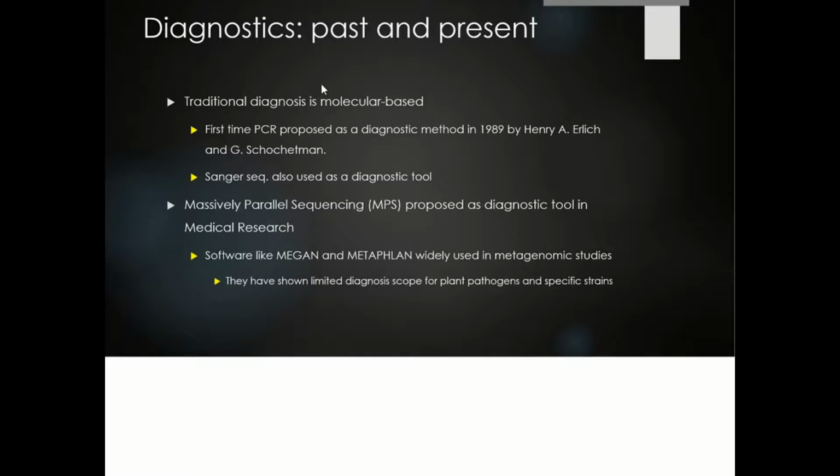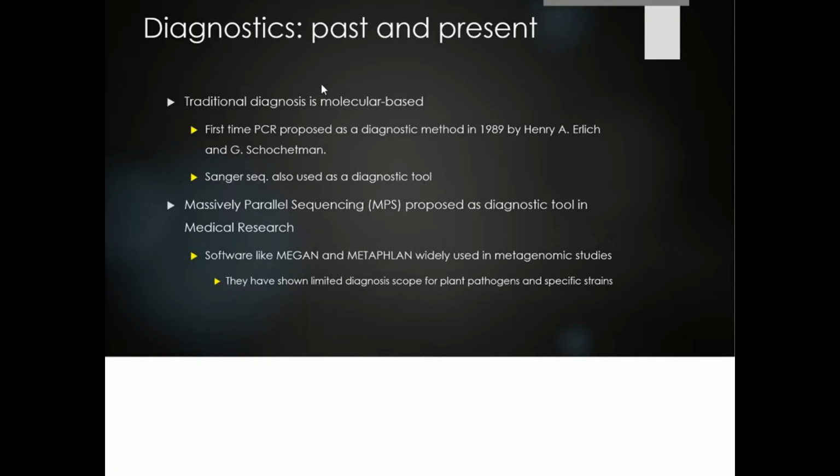Specifically for fungi and oomycetes, we use ITS 1 and 5 or ITS 1 and 4 as targets, and we amplify those and sequence them and blast them, basically. That's the approach we've been using for diagnostics mostly here.